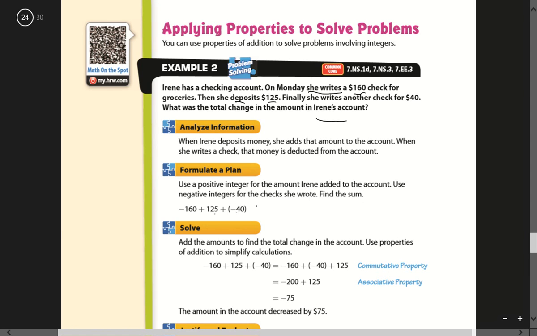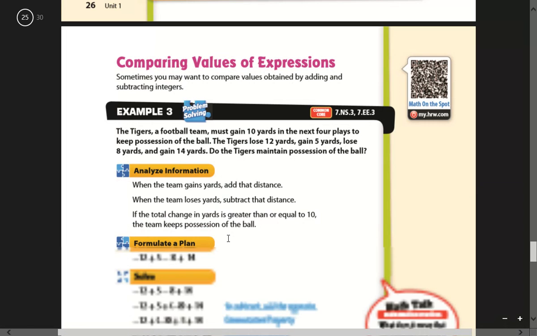Applying the rule of adding integers, because we have different and the same signs here, let's add the same signs first. You can start with negative 160 and negative 40. That will be negative 200. And then you add it to 125. So the answer is negative 75. So the amount in the account decreased by $75.